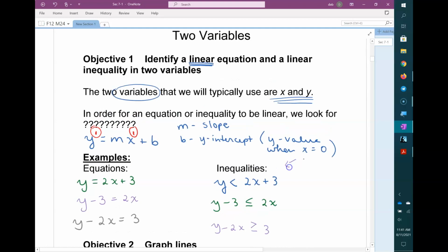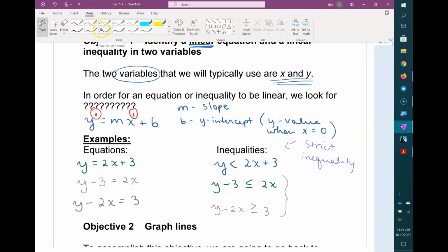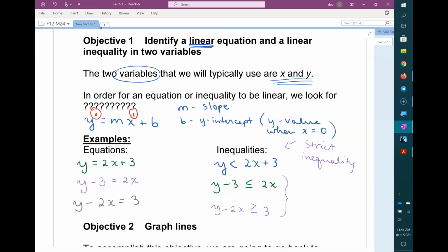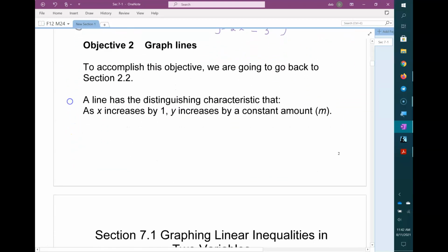So this first guy is called a strict inequality, where the or equals to is not included. Generally, when we are working in linear programming, we're going to be seeing inequalities with the or equals to, so expect that. Okay, so that was identify a linear equation and a linear inequality in two variables. So all the equations you're going to write and all the inequalities you're going to write in this whole chapter are all going to be linear because the title is linear programming.